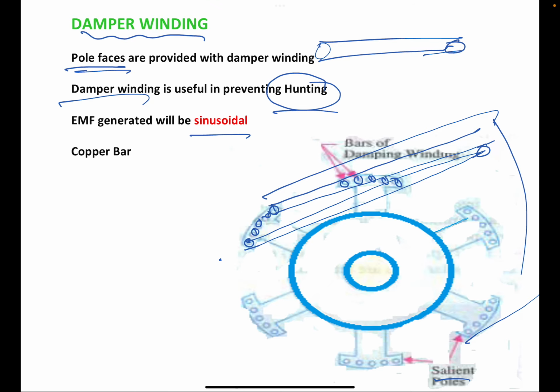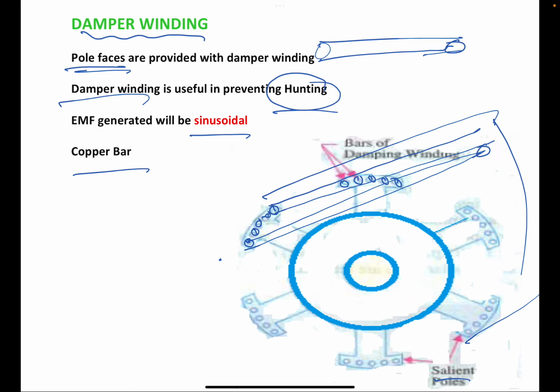And we are able to generate the sinusoidal EMF, and we can place the copper bars. The bars themselves are made up of copper. As of now, for constructional details, we need to conclude that damper bars are used in the salient pole type. They are placed under the pole shoes and are made up of copper bars. The main purpose is to reduce hunting and to generate the sinusoidal EMF.